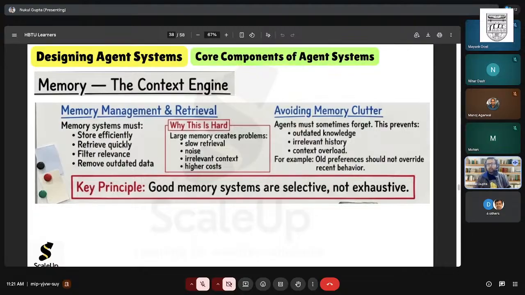So the goal is to avoid memory clutter. Agents must sometimes forget. This is very important. It's not that we just keep on storing and dumping. We also have to remove outdated data. Outdated knowledge, we have to remove from the memory to avoid clutter. Irrelevant history, we should remove. Context overload, we should remove. Old preferences should not override recent behavior. This is something very important when we are designing AI systems.